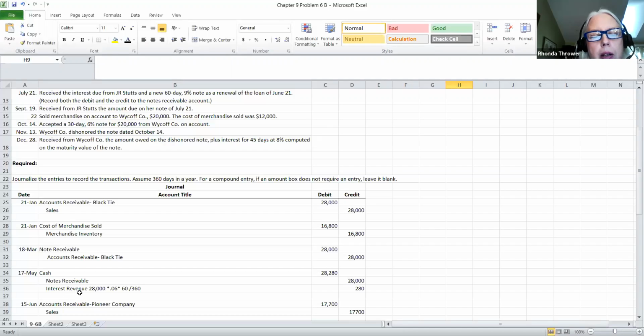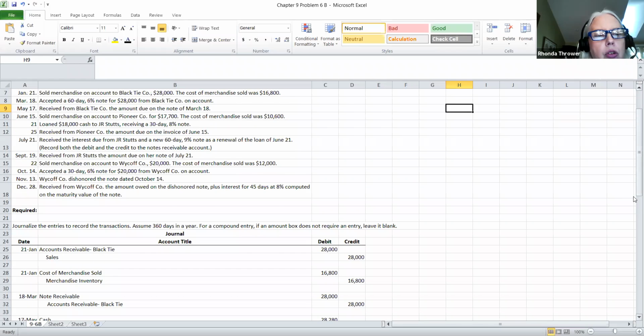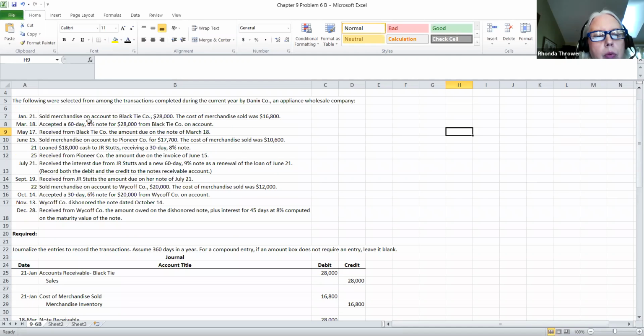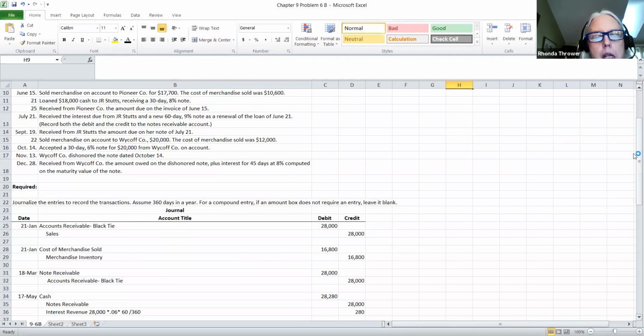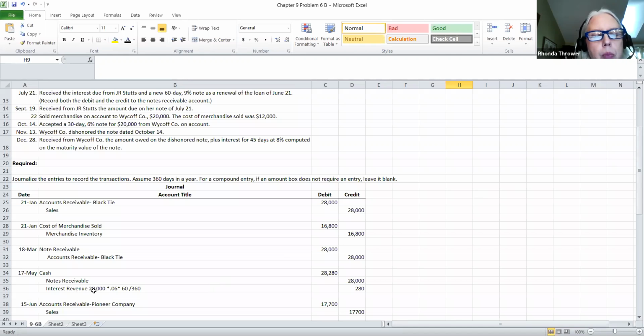Our interest revenue is increasing because we've earned interest for 60 days. To calculate simple interest, we take the face amount or the principal of the note, which is $28,000. We'll multiply it by its annual interest rate, which was 6%, and that was given in the transaction on March 18th. Right here is where the 6% comes from. So on May the 17th, when we are being paid back the amount of money that was owed to us, we're also going to get, in addition to that money, some interest.